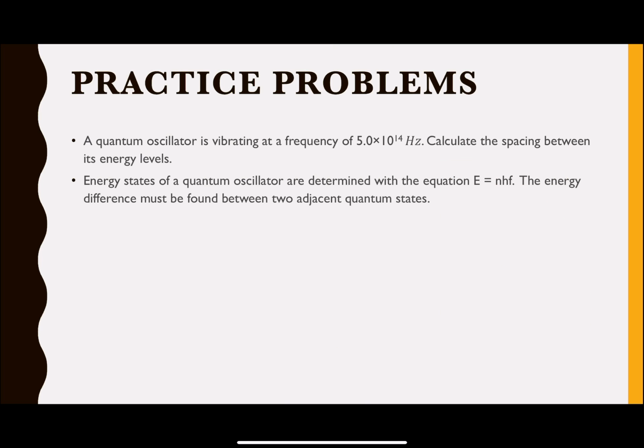So now starting with practice problems. We have a quantum oscillator, which, as I mentioned, Planck is associated with. It's vibrating at a frequency of 5.0 times 10 to the 14 hertz. Calculate the spacing between its energy levels. Now, the energy states of a quantum oscillator are determined with the equation E equals nhf, and the energy difference must be found between these two adjacent quantum states. If you want to try this question out, remember that h is representative of Planck's constant, which is 6.626 times 10 to the negative 34, just for reference.